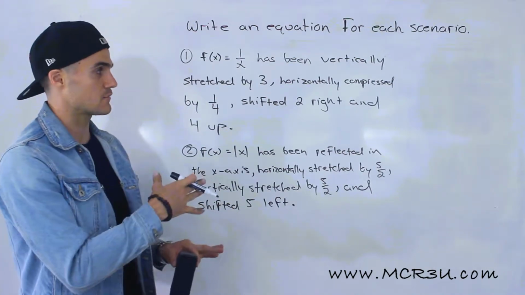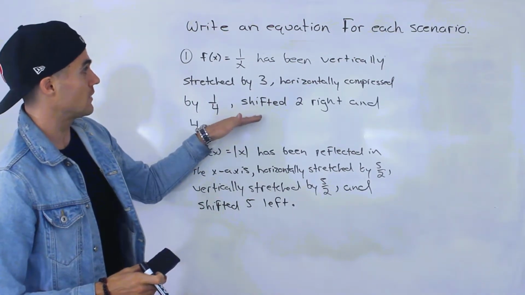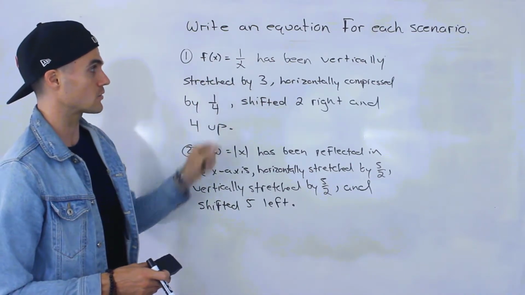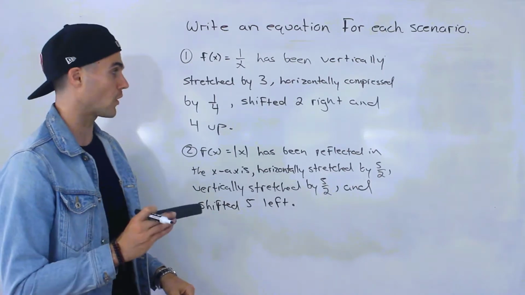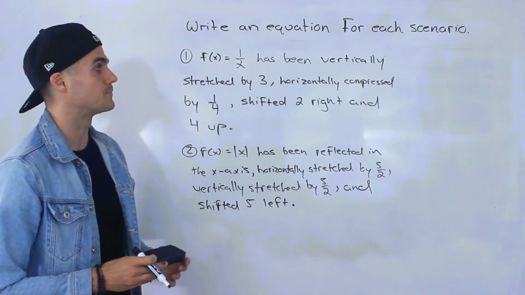This is the exact same format as the previous question. So the first scenario: the parent function 1 over x has been vertically stretched by 3, horizontally compressed by 1 over 4, shifted 2 to the right, and then 4 units up.